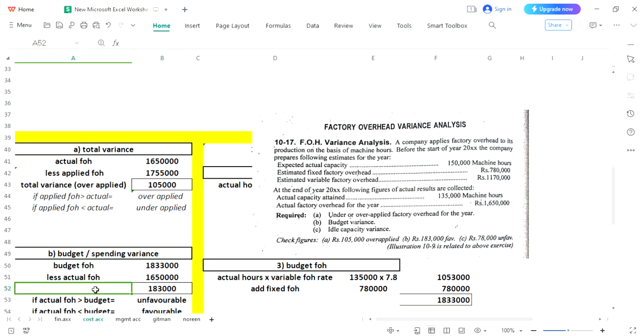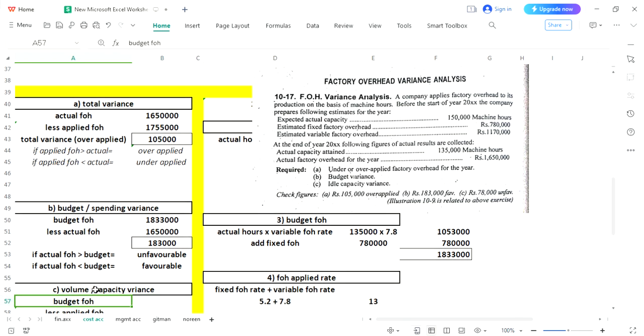Now it's time to estimate whether it is unfavorable or favorable for you. For that we have written the statement: if actual is more than budget, then it is unfavorable. If actual is less than budget, it would be favorable. Actual is 16, budget is 18, it means the second statement is worthy to mention. So here actual is less than our budget, we will call it favorable.